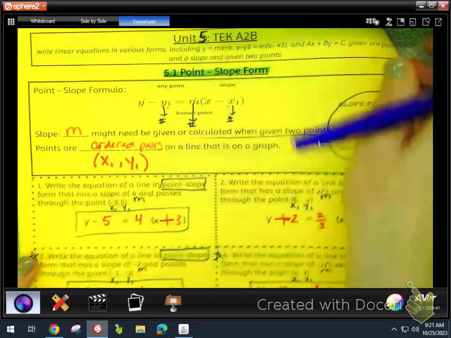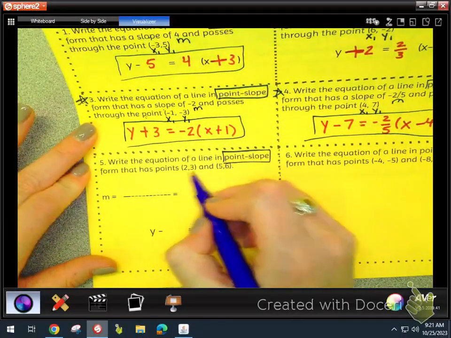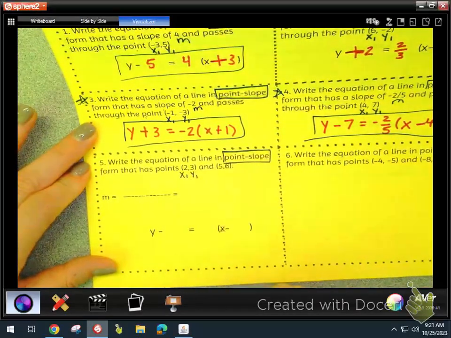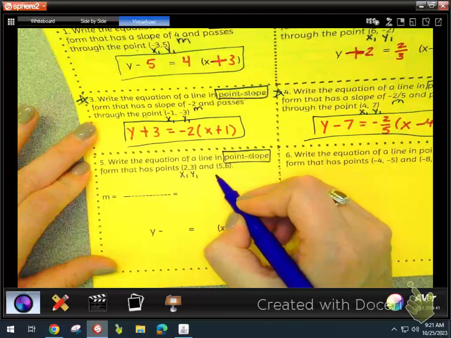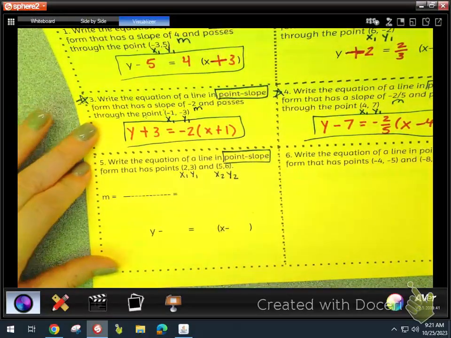And we can do this. So let's review 5 together, then you guys are going to try 6 on your own. X1, Y1 is our (2, 3). What about (5, 6)? X2, Y2. So let's follow our slope formula.